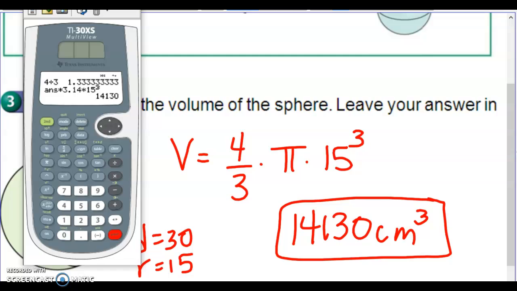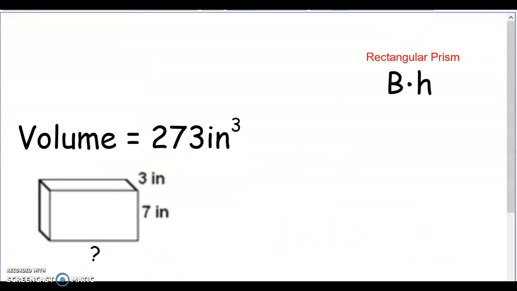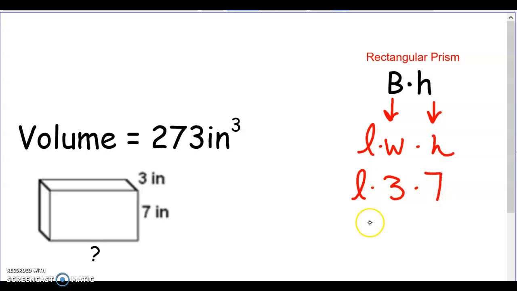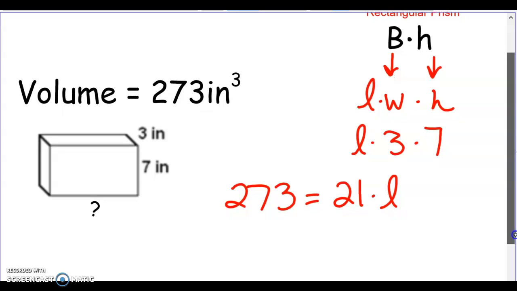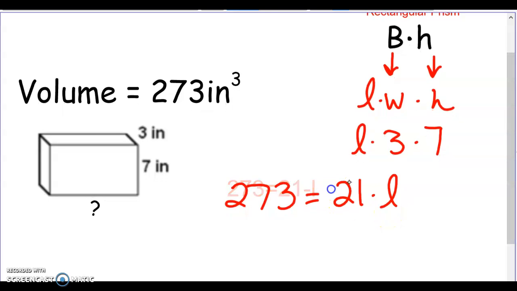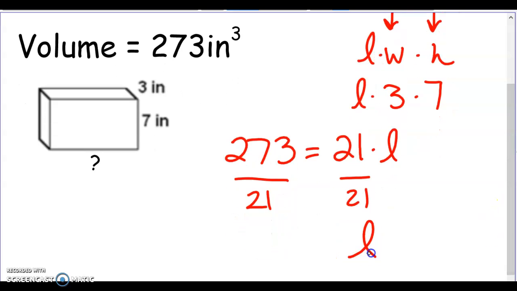Okay. All right, the last 2 problems on your homework are like this, where you have to find the missing piece. So on a rectangular prism, the base is length times width. Okay, so on this one, I don't know the length. I know the width is 3. I know the height is 7. So that would be 21. So 21 times what makes 273? So I'm going to go 273 equals 21 times L. So to find out what that would be, I would just need to divide by the 21. So divide by 21 there, and we'll find that the length is 13.